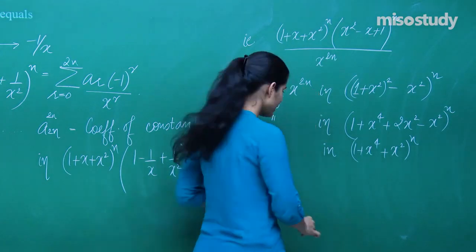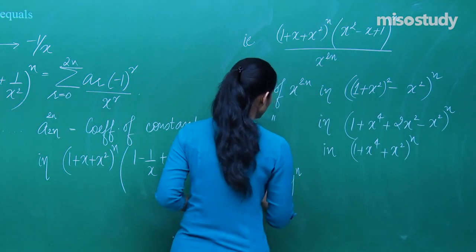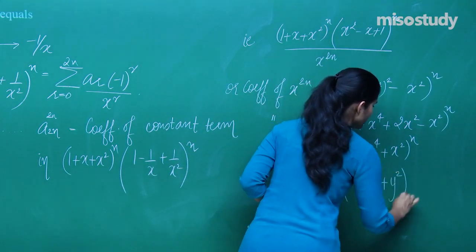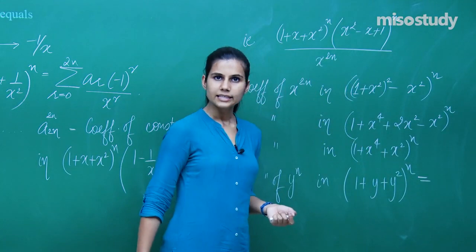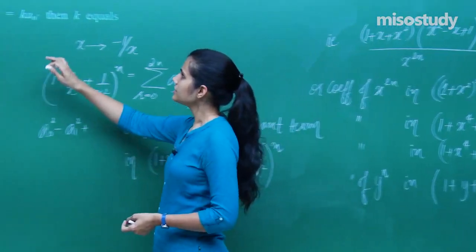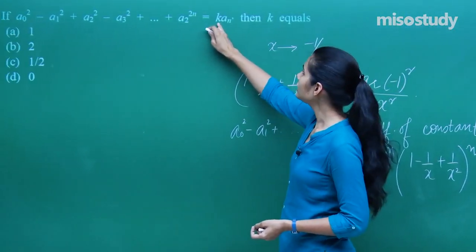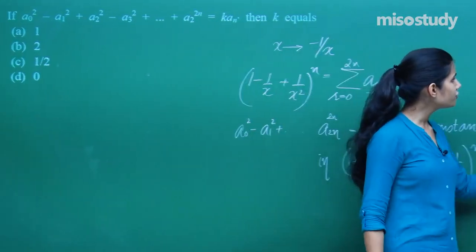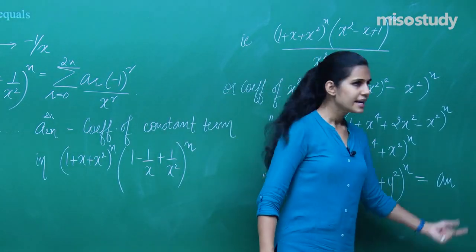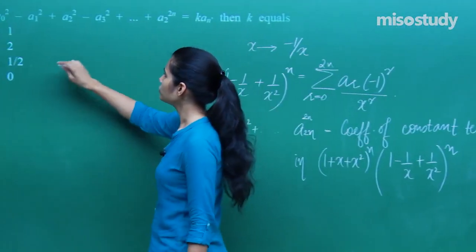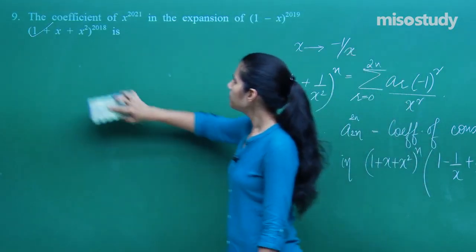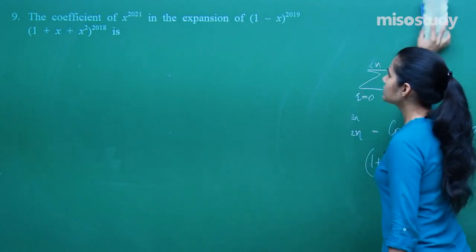If I take x^2 as y, I will be interested in y^n. So it is equal to the coefficient of y^n in (1 + y + y^2)^n, isn't it? Which is equal to a_n. So if I am saying that this is equal to a_n, that means k is actually equal to 1, because this particular thing was the coefficient of x^{2n} in this expansion, or the coefficient of y^n in this expansion, which is a_n. And therefore, k turns out to be equal to 1. Clear? Let's look at the next question. The coefficient of x^{2021} in the expansion, this is what?